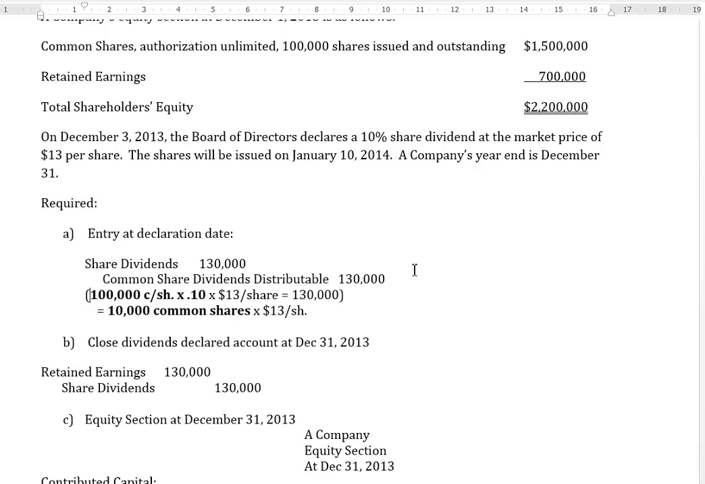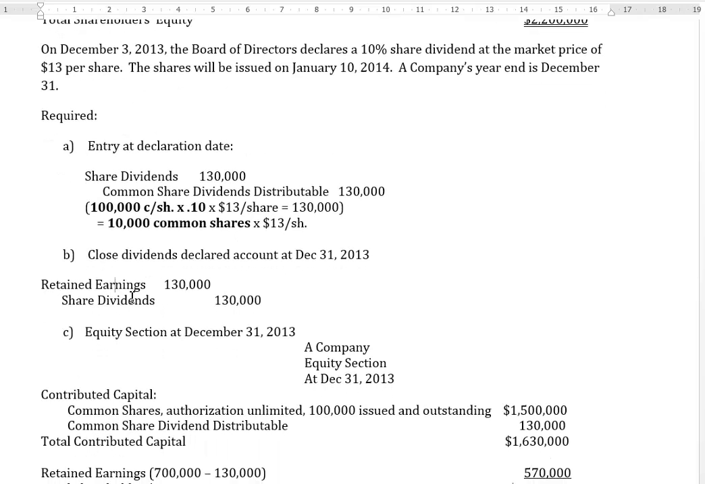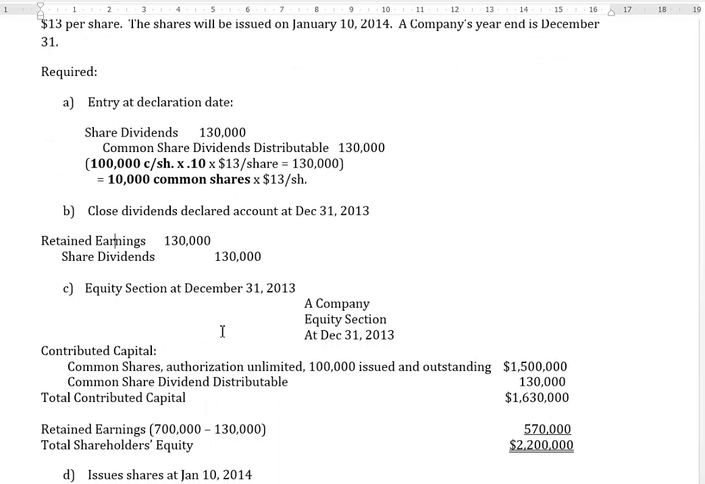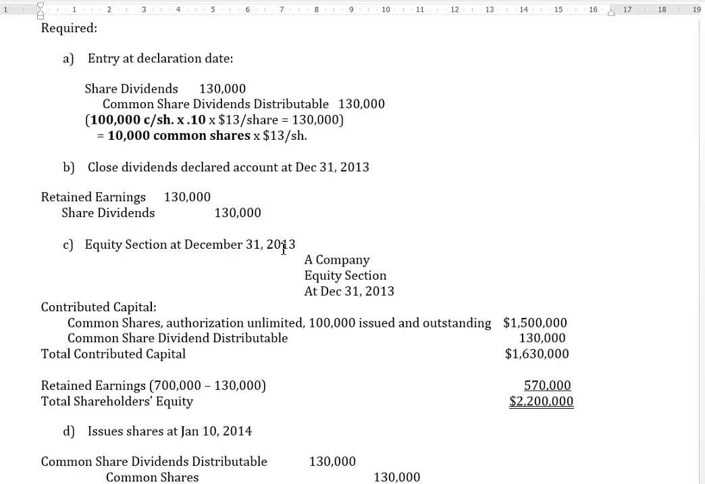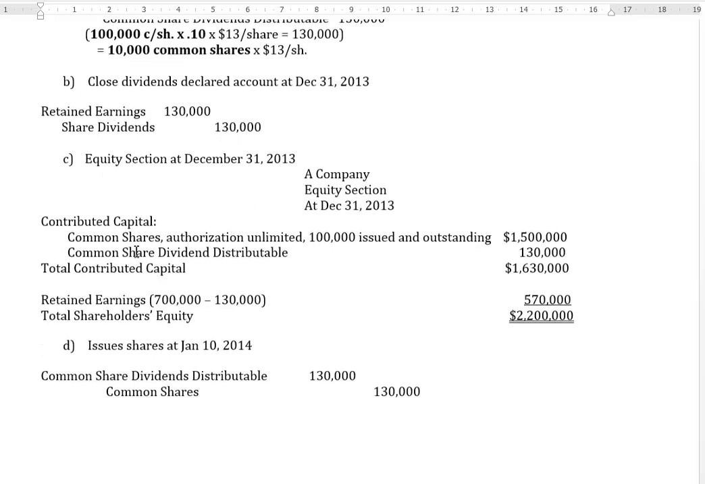Now what we need to do, we're at year end and we want to close the dividends declared or share dividends account. So we're going to debit retained earnings and credit share dividends. So if we did the equity section at December the 31st, 2013, remember we haven't issued the shares yet. So this is what I said a few minutes ago.